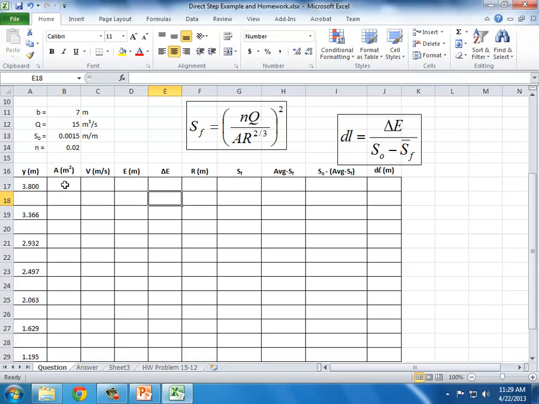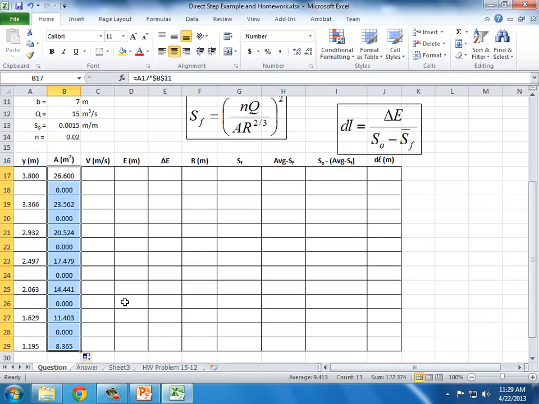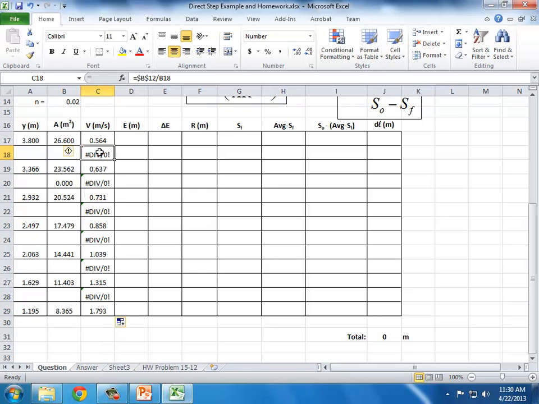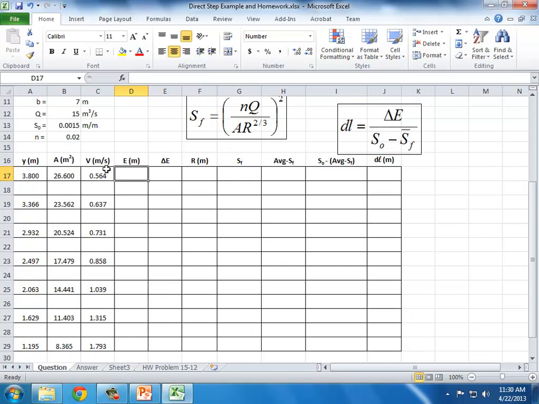Okay, so this is a rectangular channel, so the area is going to be the depth times the channel width. I'm going to anchor the reference to the channel width so that I can drag that equation down and eliminate all of these places where it says 0. Velocity is going to be the flow rate, Q, anchored, divided by the area. Drag that down. All right. E, meaning specific energy, is going to be the depth plus the velocity head, so depth plus velocity squared divided by 2g.